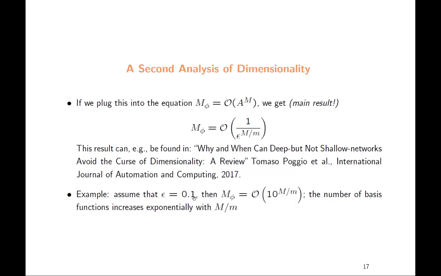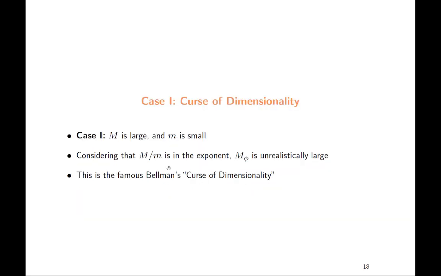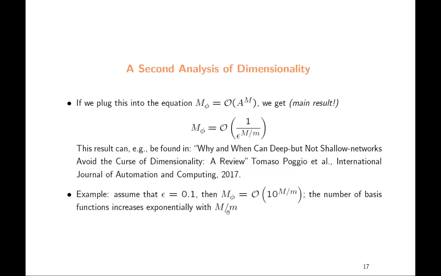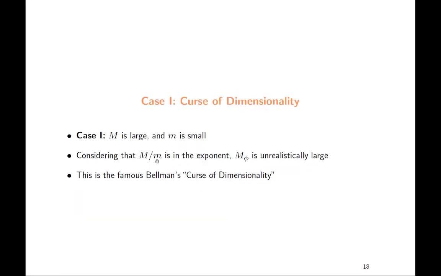If we are able to tolerate 10% error, then the number of basis functions is on the order of 10 to the power of m divided by s. And if this becomes a big number, then this is really impossible. This is the curse of dimensionality, and it depends on the number of inputs divided by the smoothness parameter. So if m is large and s is small, so we have non-smooth functions in high dimension, then we really have this curse of dimensionality, and the number of basis functions increases exponentially with the inputs. So that's really impossible for anything.